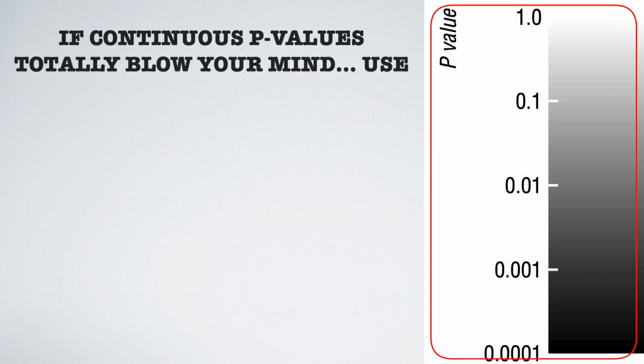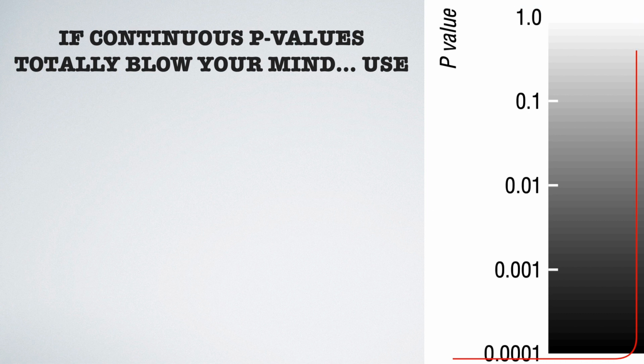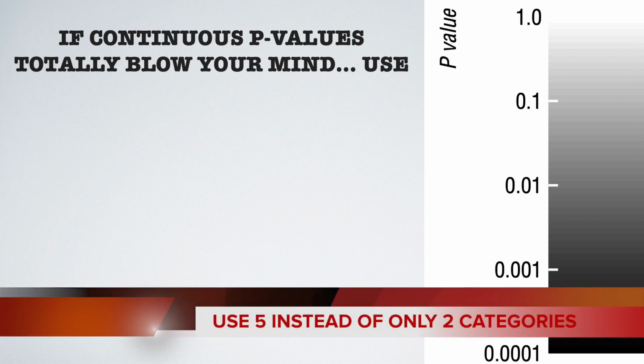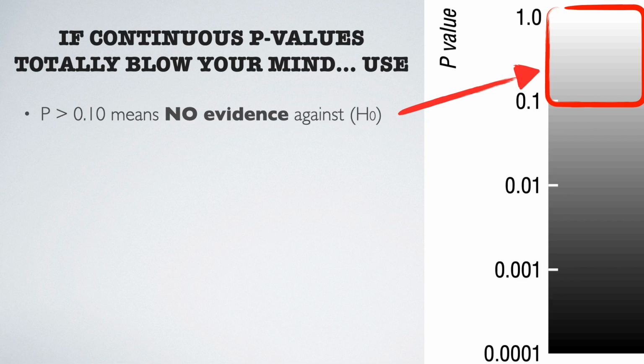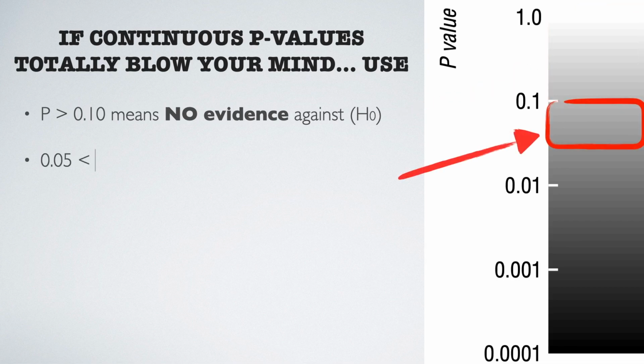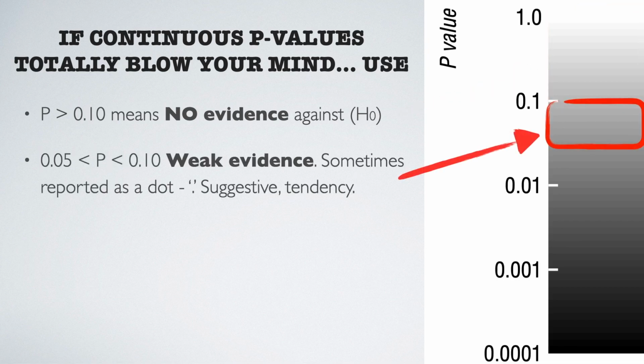However, if using a p-value continuously totally blows your mind and you still need some pragmatic decision-making tool, consider using a hybrid approach which singles out 5 instead of only 2 categories on the strength of the evidence against the null hypothesis in favor of the alternative. If the p-value is above 0.1, the data shows no evidence against the null hypothesis. P-values between 0.05 and 0.1 show weak evidence against the null hypothesis. It is sometimes reported as a dot and called a tendency or a suggestive result.